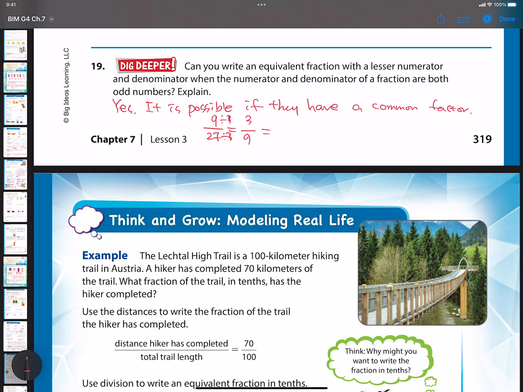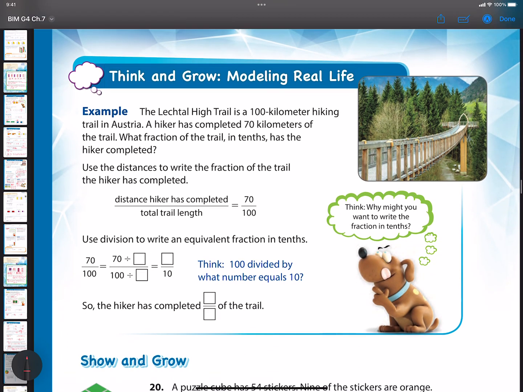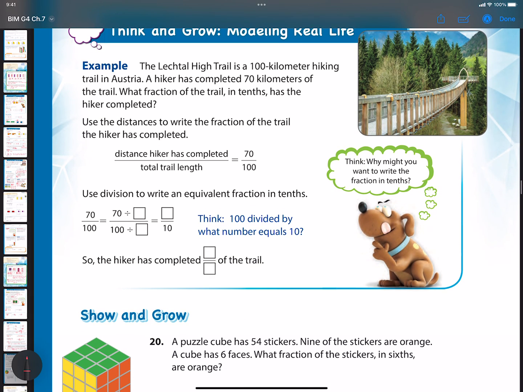Okay, this time now I'm going to divide by 9. Is 1 over 3. Okay, yes, we can write an equivalent fraction with a lesser numerator and denominator. Okay, all right, both odd numbers. Okay, it's possible. Okay, remember. All right, now next page, which is the last page.